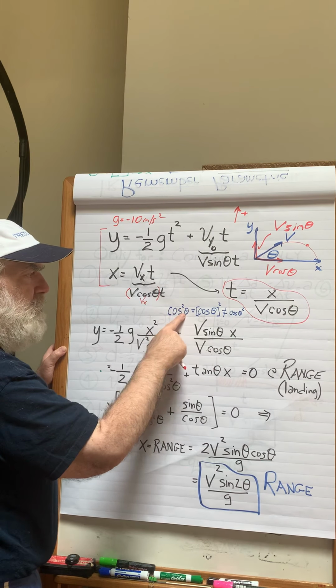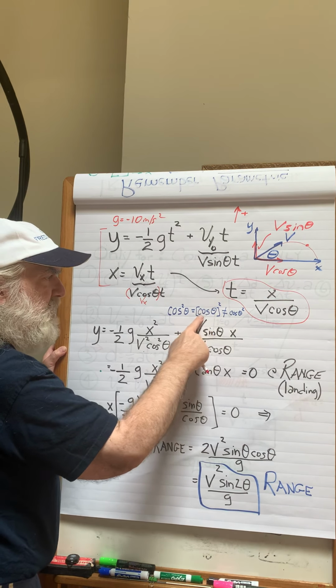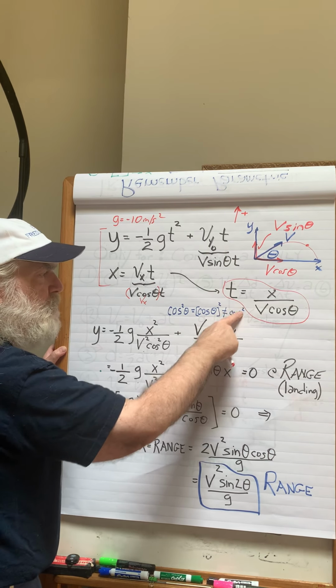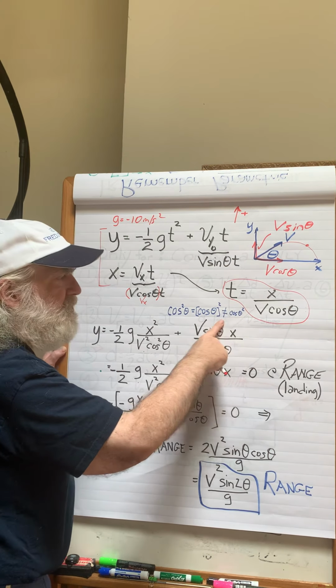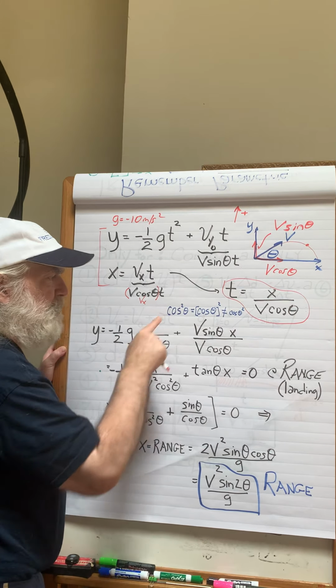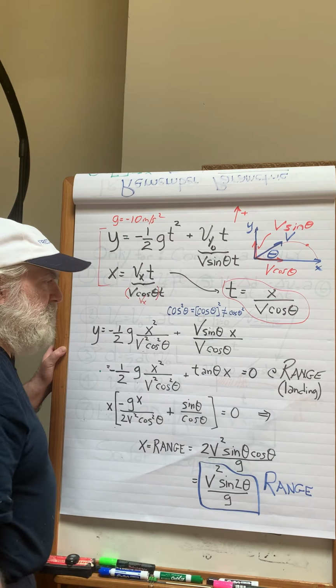Remember, cosine squared theta is the cosine of theta, squared. It's not the cosine of theta squared. We don't square the angle and take the cosine. We take the cosine and then square the answer. That's what this notation means.